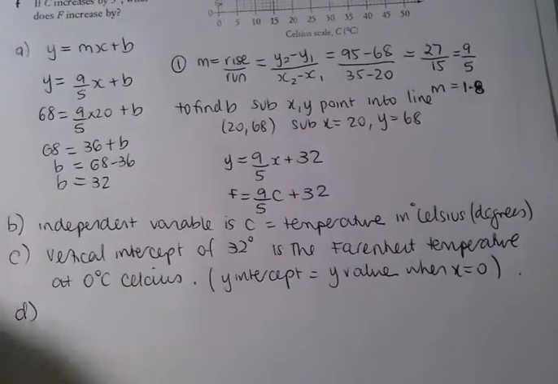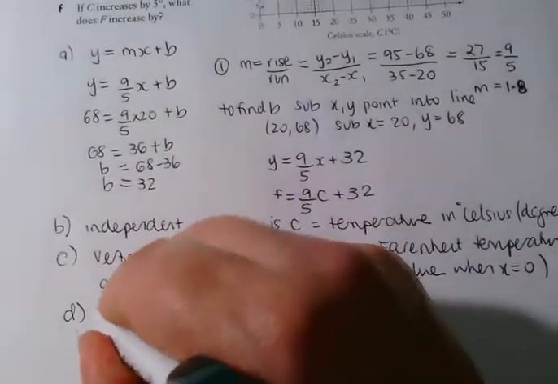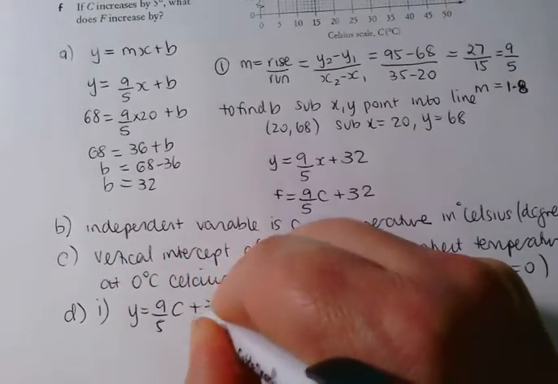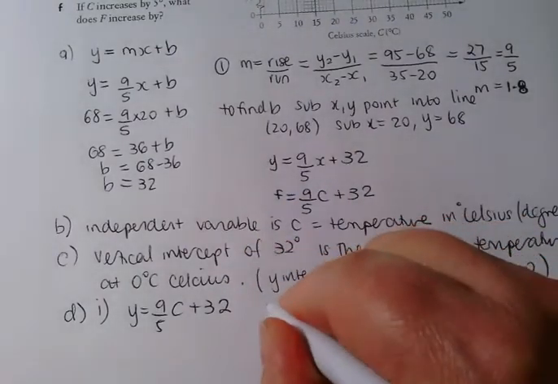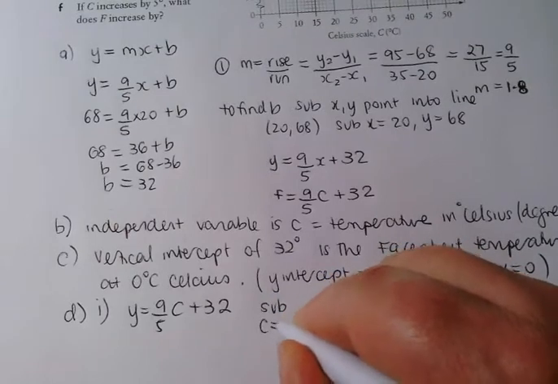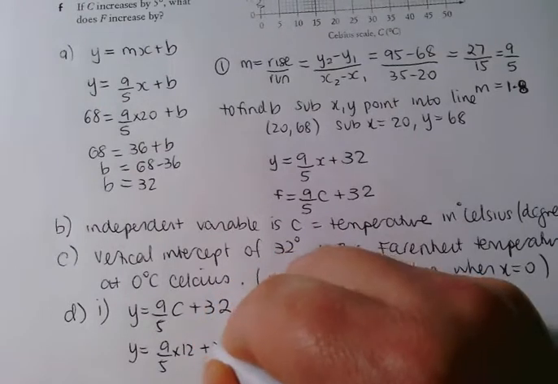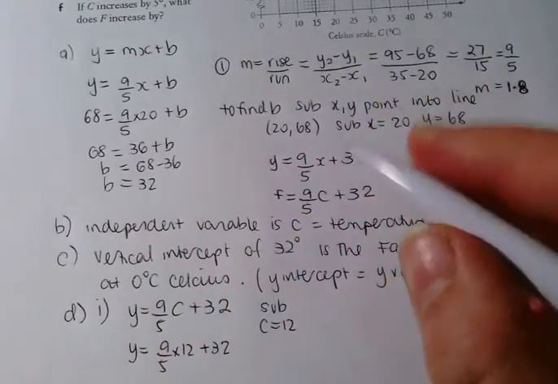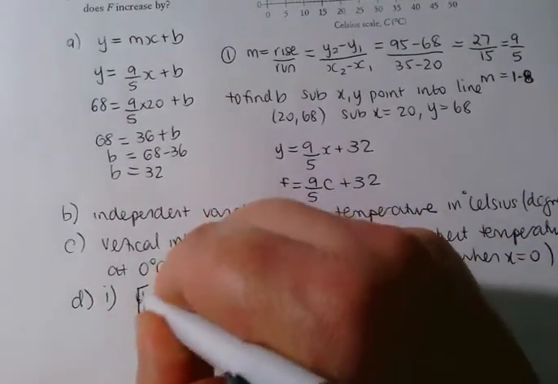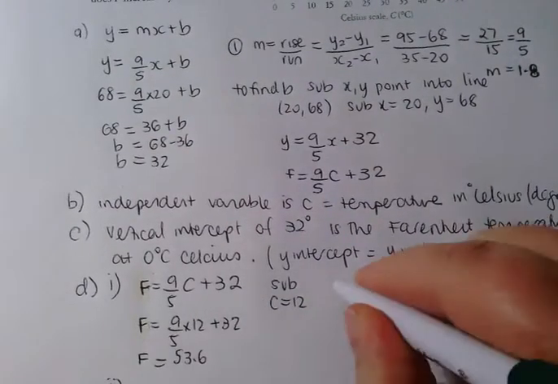Okay, now in question D, just use the formula to convert 12 degrees Celsius to Fahrenheit. So we've got y equals 9 over 5 c plus 32. So we're going to sub c equals 12, and we get y equals 9 over 5 times 12 plus 32. And we will get, sorry, we don't actually use y, we use F. So F equals 9 over 5 times 12 plus 32, which is 53.6 degrees.